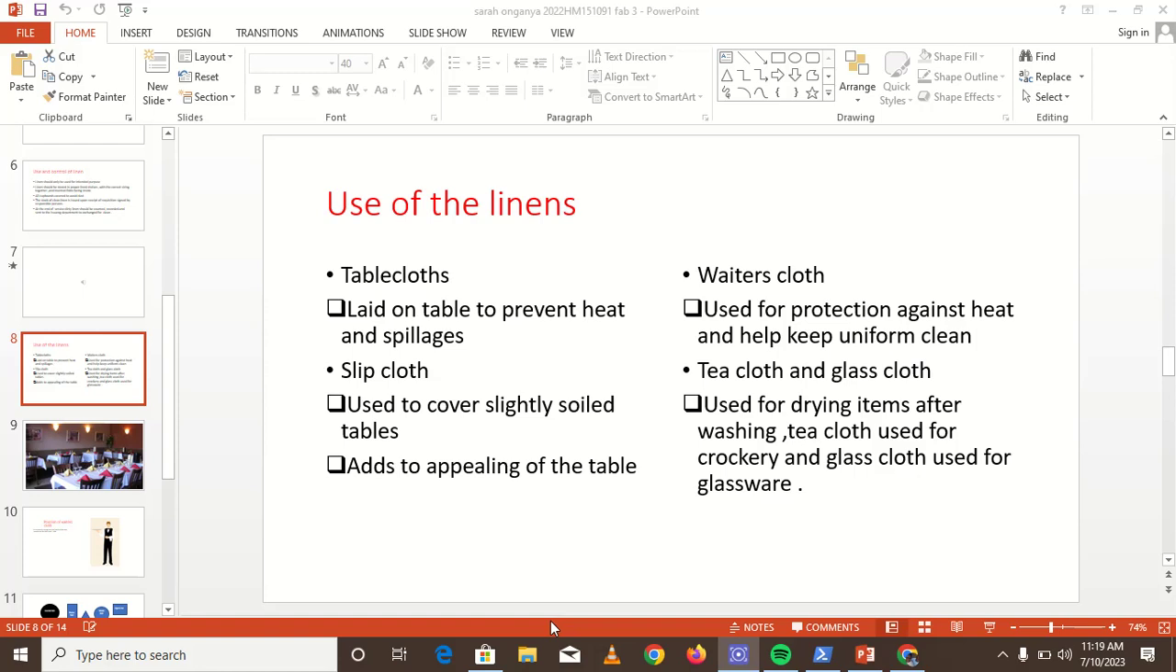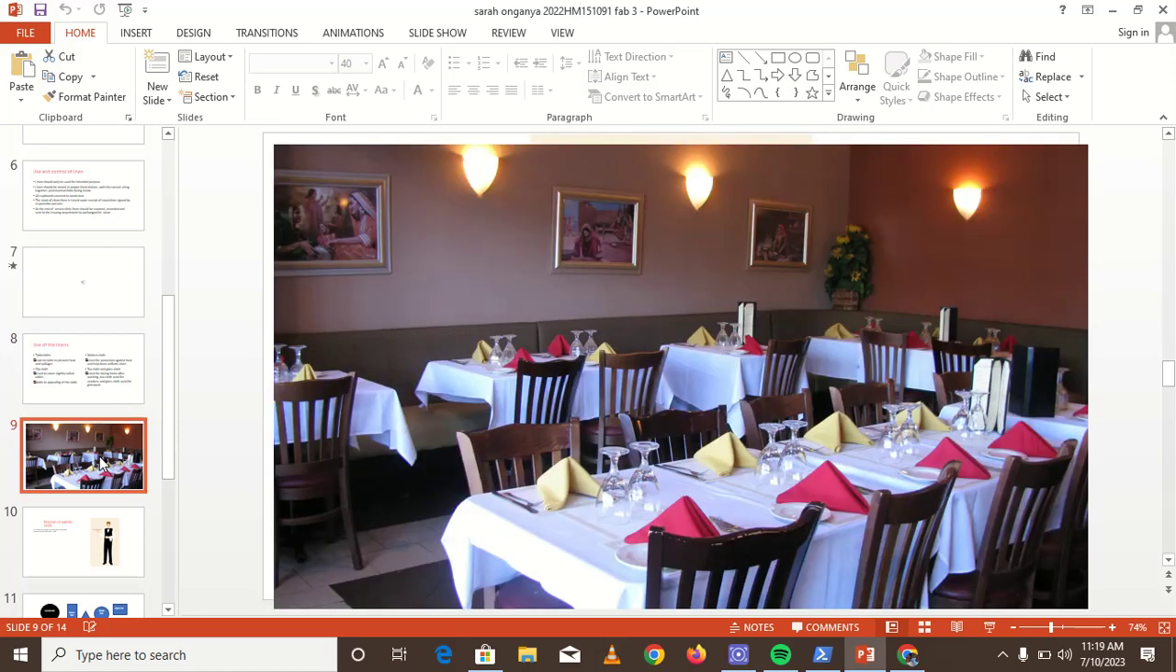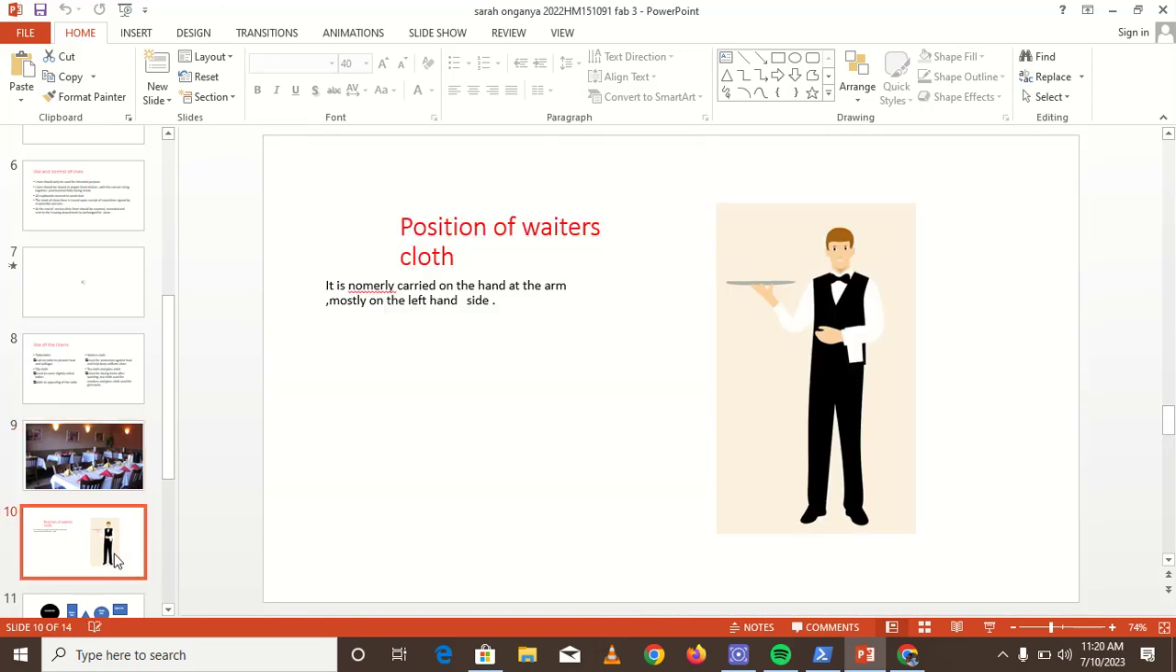Use of the linens: tablecloths are laid on the table to prevent heat and spillages, and a slip cloth is used to cover slightly soiled tables and adds to the appeal of the table. Here we have an example of a laid table with tablecloths and napkins. The napkins are used by the guests while the tablecloths are used to protect the table from heat. And we have another example showing the position of the waiter's cloth.